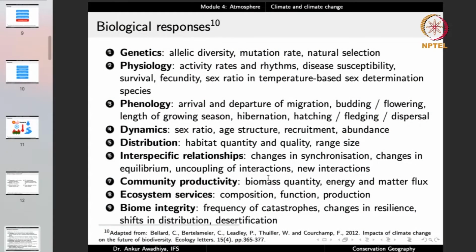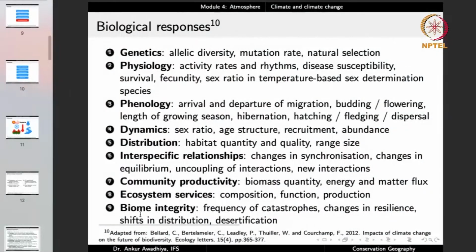There are changes in community productivity, the amount of biomass that is being produced, the energy and the matter flux in the communities. So the efficiency of communities is going down. We are observing changes in ecosystem services, composition, function, and production. So with changing climate, we are not having such good relationships between different species that we will be able to get the optimal level of ecosystem services. So now with a change in climate, the species that are living in the forest are probably not able to clean water to as good an extent as they were doing beforehand.